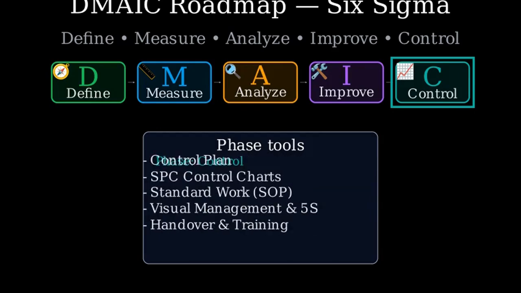Tools include the control plan, SPC control charts, standard work or SOP, visual management and 5S, and handover with training.